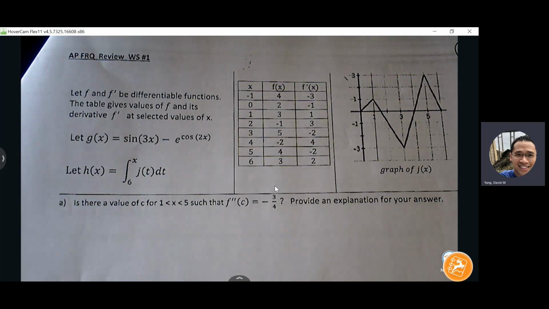It says let f and f prime be differentiable functions. So we know that they're both smooth curves, both f and f prime. There's no sharp turns. There's no vertical asymptotes.